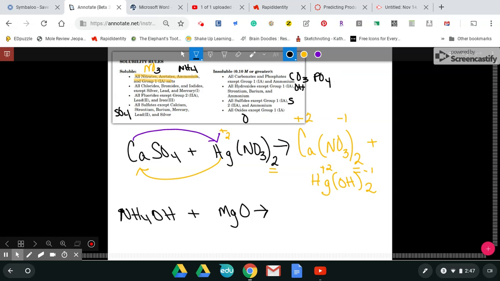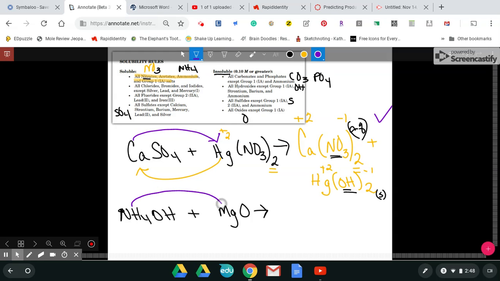Okay, so if I look, I've got a nitrate. So this one I would label AQ because right here, nitrate. It is always soluble. The next thing I have is a hydroxide. So hydroxides are insoluble. Let's see if this is an exception. Mercury is not an exception, so this would be a solid precipitate. So this reaction would take place. All right, let's look at the next one.